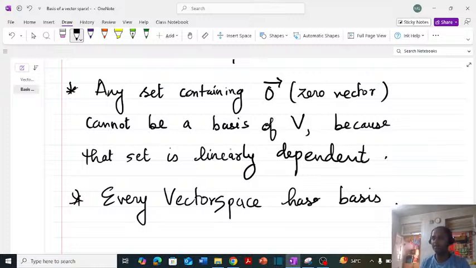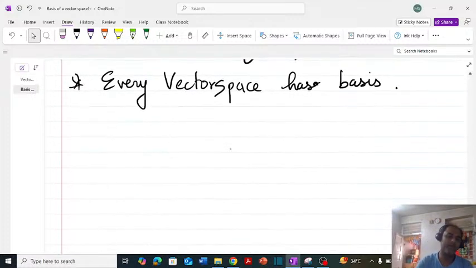Okay, so here we have vector spaces and the bases. Once there was a question: check whether the following vectors are bases or not. So let us see whether this set of vectors forms a basis or not.